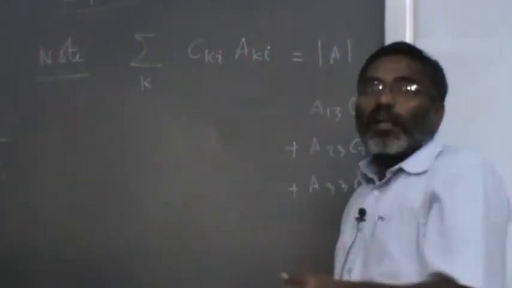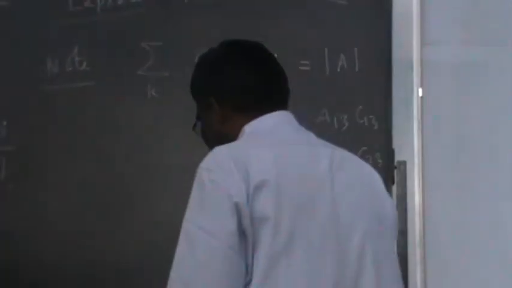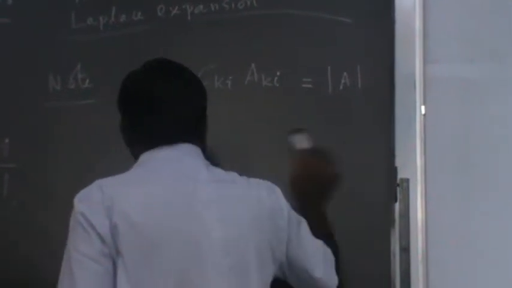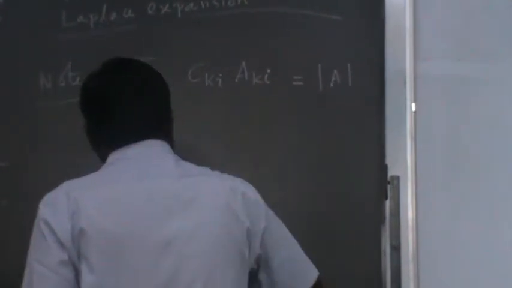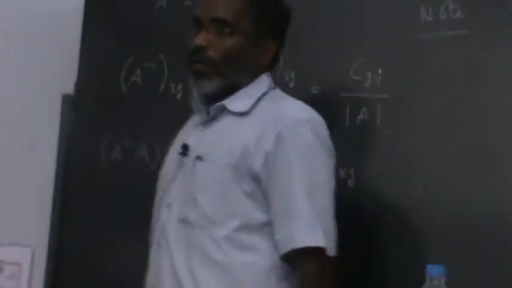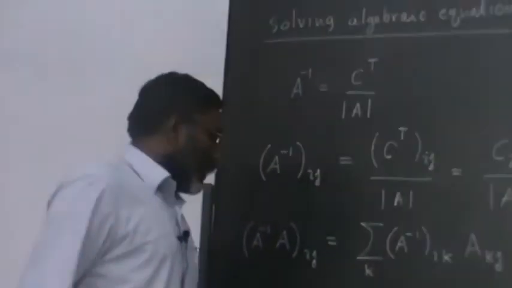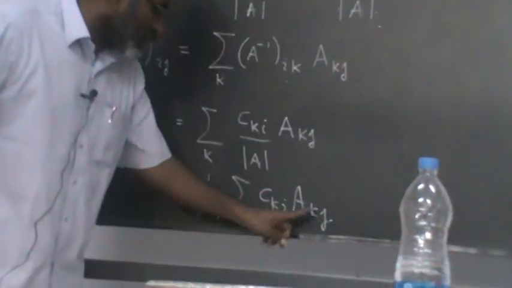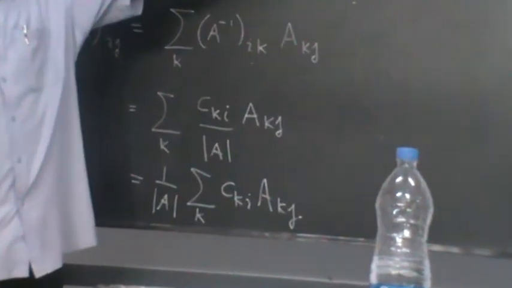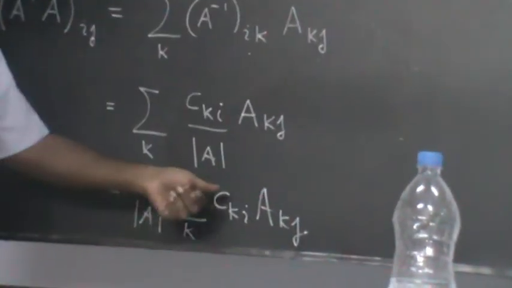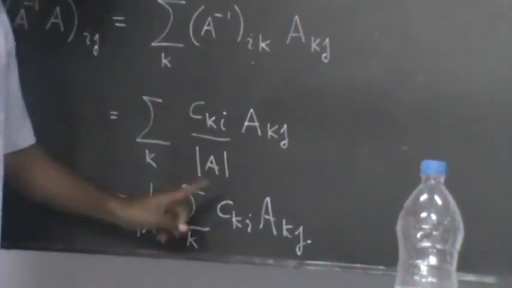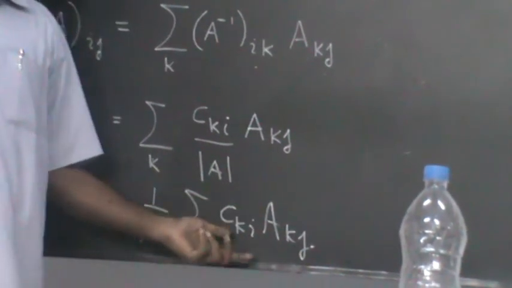That means I choose a column. That's it. So I can choose a column or a row. With respect to a column or a row, you can do this Laplace expansion. Okay, so in this, if I take i equal to j, then that is equal to determinant of A. So that means this is 1. Determinant of A by determinant of A is 1. Now I have to argue that if i is different from j, this will be 0.